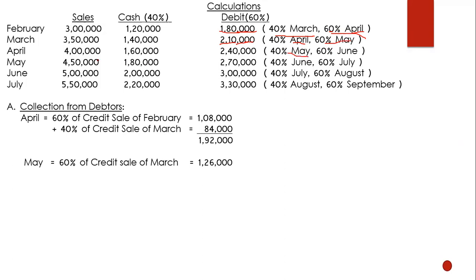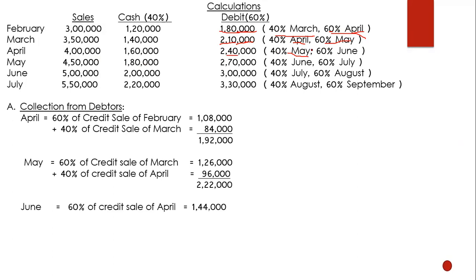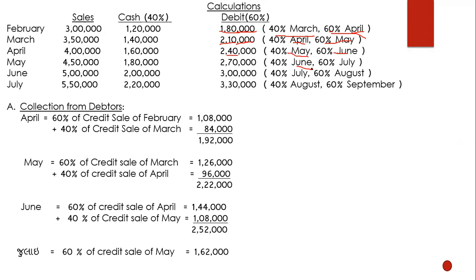In May, it is here also and here also. So 60% of March, 60% of 2,10,000 is 1,26,000, and 40% of April, 40% of 2,40,000 is 96,000. So the total will be 2,22,000. Now for June, it is in April and May. So 60% of April sale is 1,44,000, and 40% of May sale is 1,08,000. Total is 2,52,000.